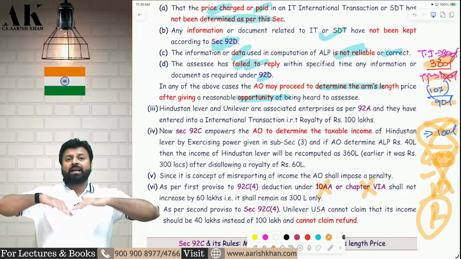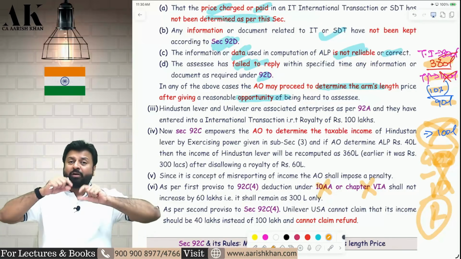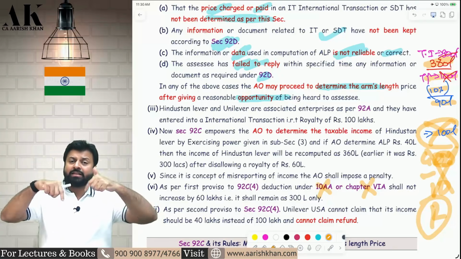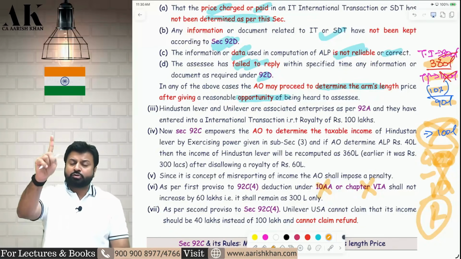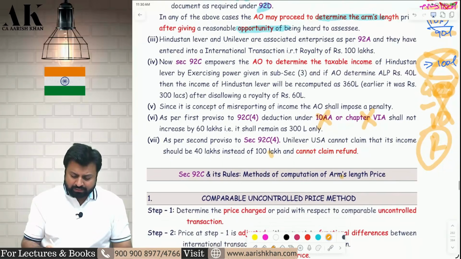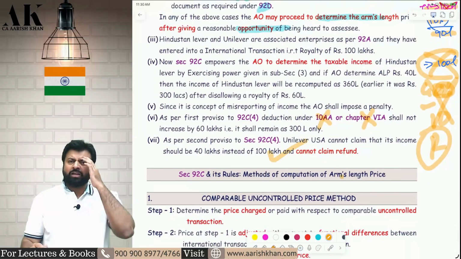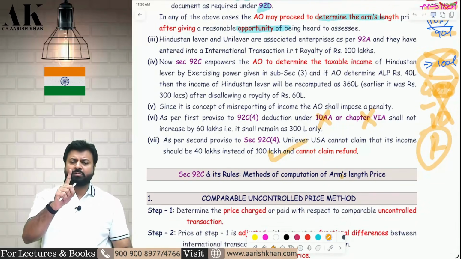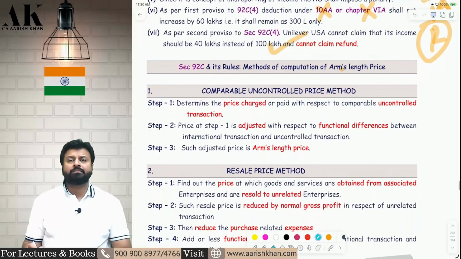So whatever income has been increased by the AO under 92C, on that much income you cannot claim deduction under Chapter 6A and 10AA, and the other person also cannot claim refund of that much amount. The other person has to show the income as 100 lakhs only. I hope it is clear to all of you. This is a very important point. These 2 points are given under the first proviso and second proviso to 92C subsection 4. You may not remember the proviso, it's okay, but I'm just telling you.